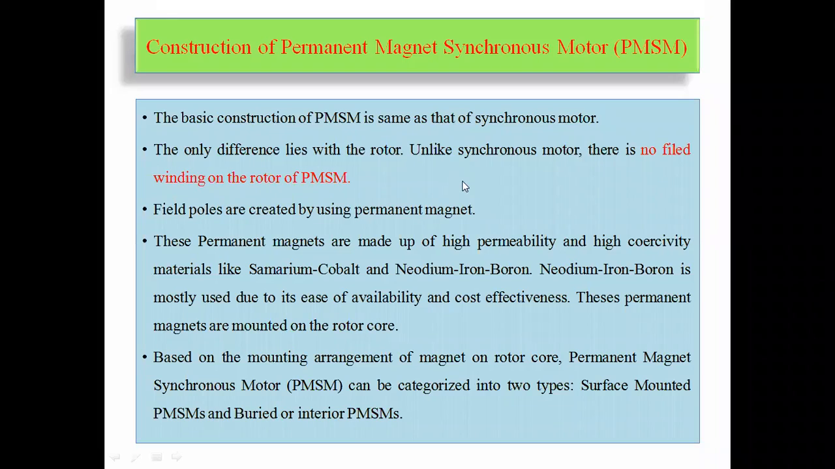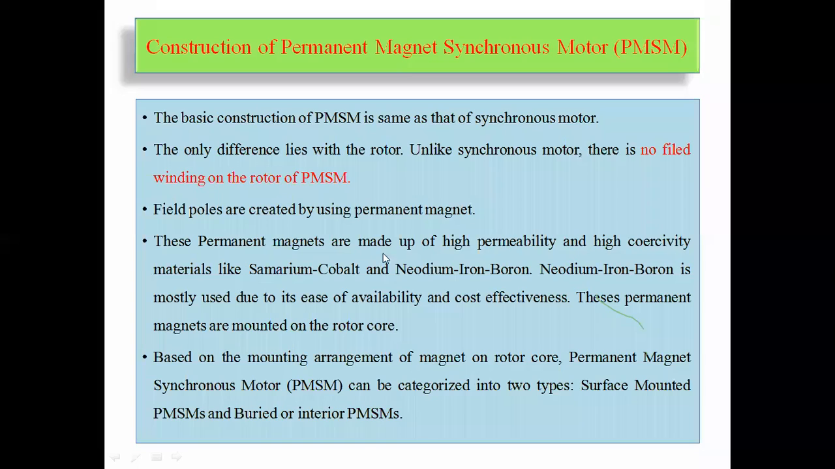For creating the field poles I should use a permanent magnet, because a synchronous motor always requires a stator as well as a rotor. On the rotor side I always require the field winding for its synchronous operation, and synchronous operation is possible only once the synchronous speed is achieved. Normally we start a synchronous motor like an induction motor, but to bring it to synchronous speed I should apply the excitation, we call it DC excitation. So these field poles are created by using the permanent magnet.